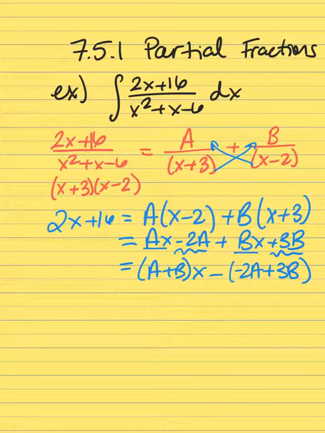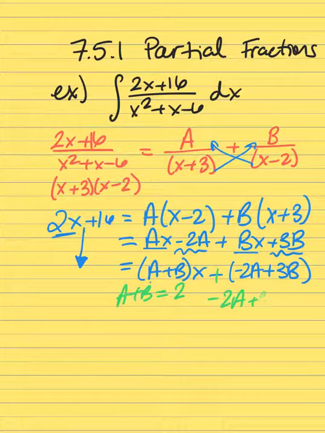Now, look back over here. This has to equal 2x plus 16. That means your A plus B, since that's in front of the x, equals 2, the 2 that's in front of the x. The negative 2A plus 3B is the number by itself, which is 16. So that equals 16.